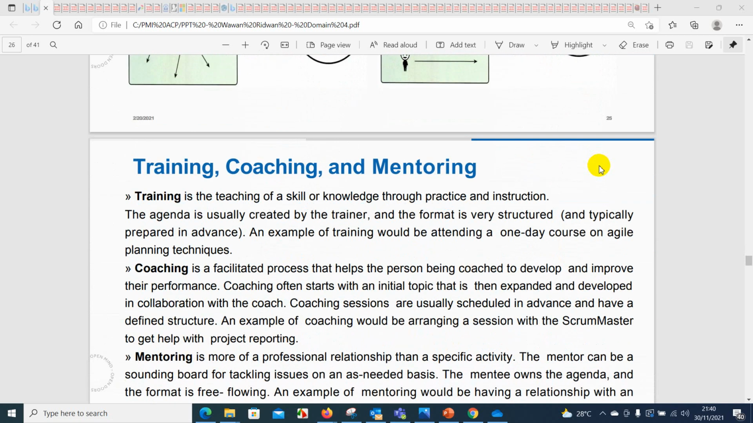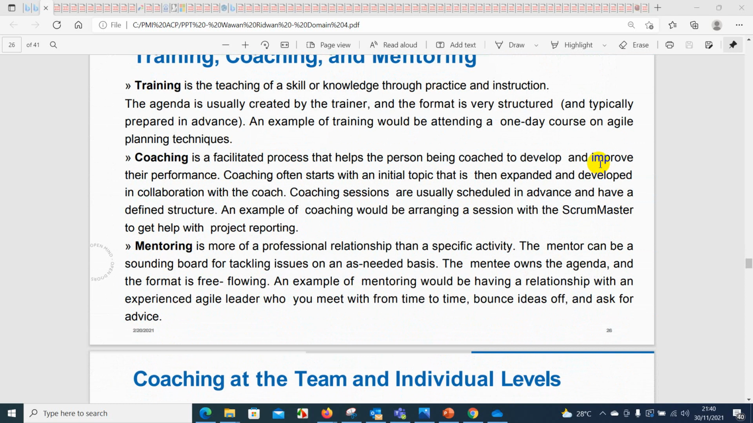Training, coaching, and mentoring. Training is the teaching of a skill or knowledge through practice and instruction. The agenda is usually created by the trainer, and the format is very structured and typically prepared in advance. An example of training would be attending a one-day course on agile planning techniques.